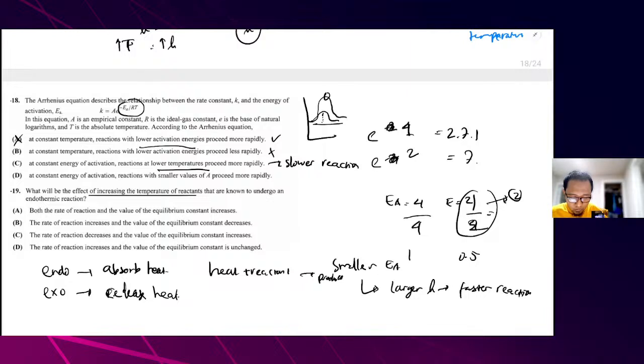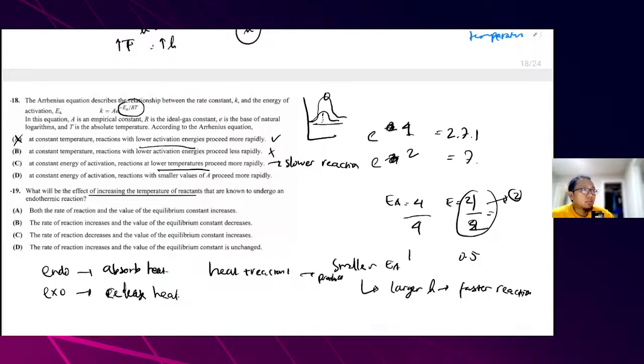What will be the effect of increasing the temperature of reactants that are known to undergo endothermic reaction? So endothermic, adding heat to make the reaction happen. So the rate of reaction increases, and the value of the equilibrium constant decreases. If we increase the temperature, the rate of reaction will increase, not decrease.